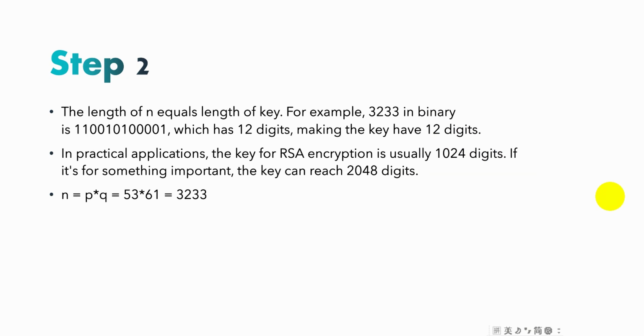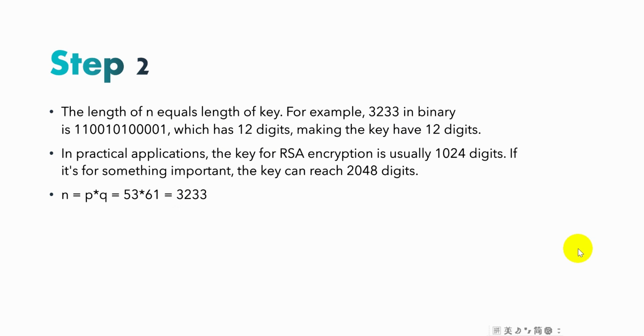Step 2, the length of N equals the length of key. Because we decided that P is 53 and Q is 61, N would equal the product of P and Q, which is 3233. And 3233 in binary is 110010100001, which has 12 digits. So this means the key has 12 digits in our example.